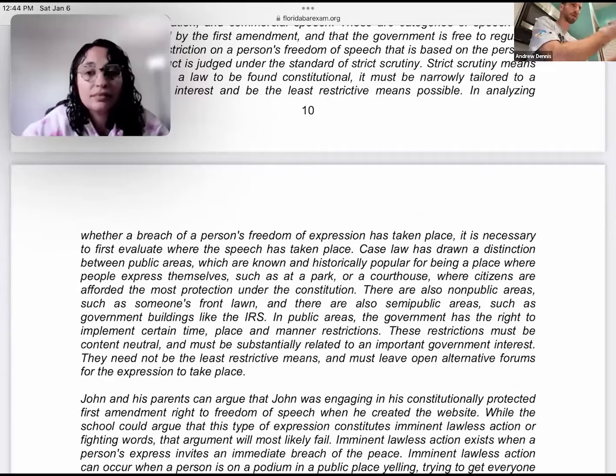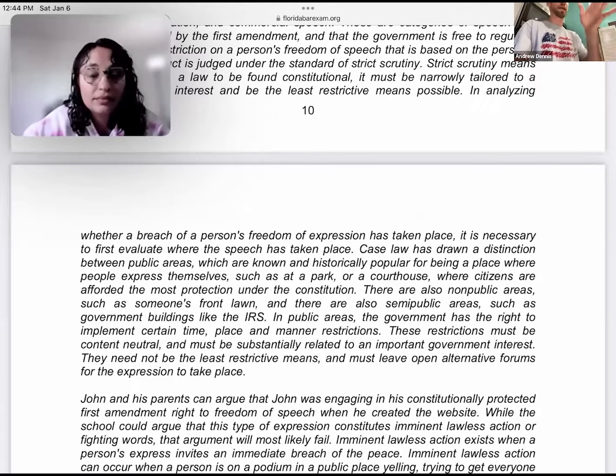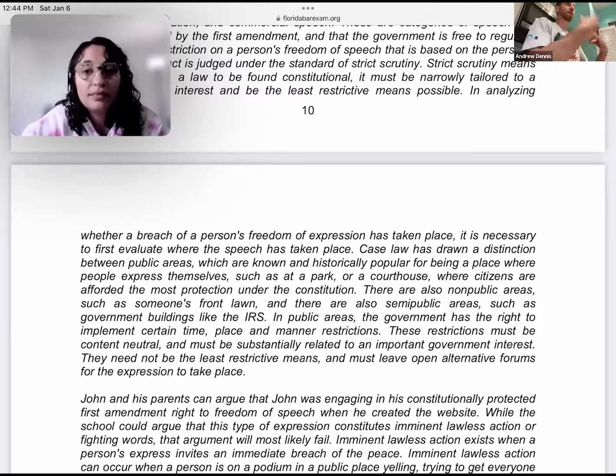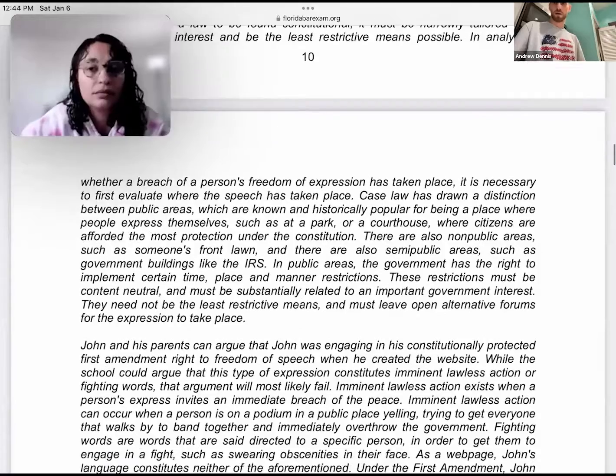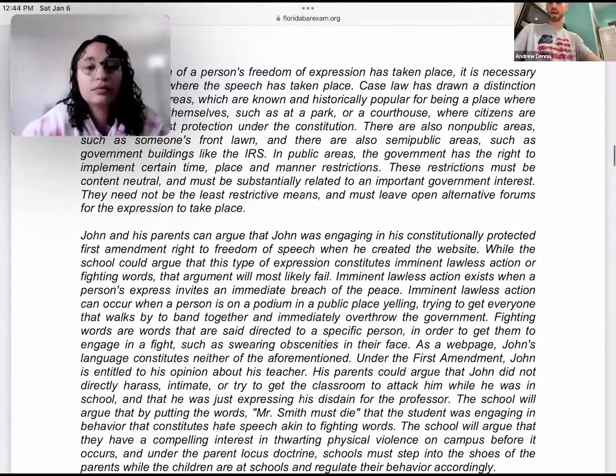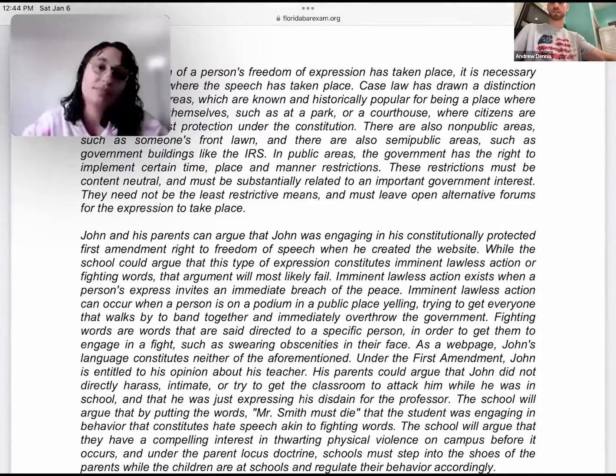Just know public forum is where you have the most constitutional protections, and then they cannot have content-based restrictions, but they could have content-neutral restrictions so long as they're time, place, and manner restrictions that are in line with intermediate scrutiny and have alternative means of communication.